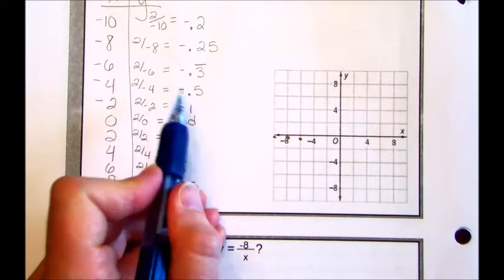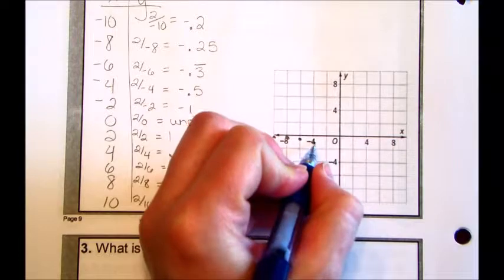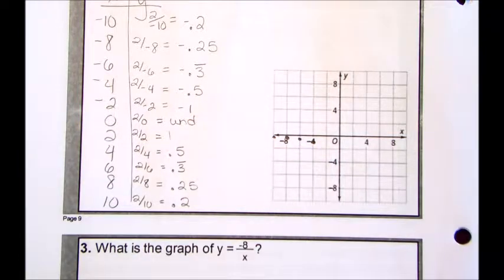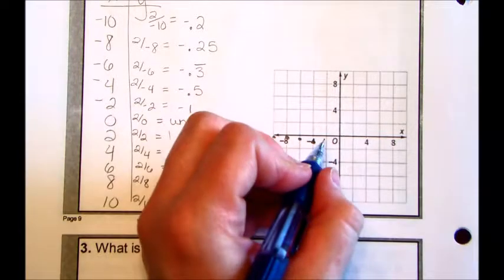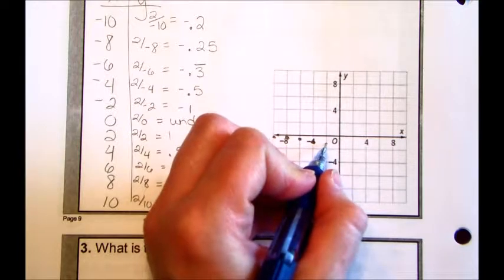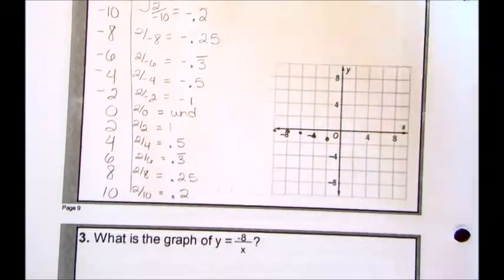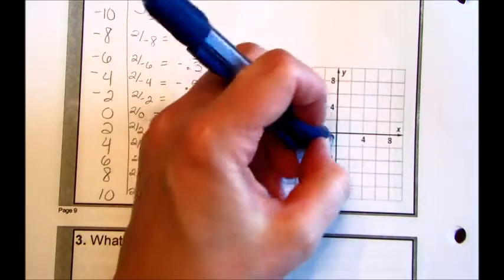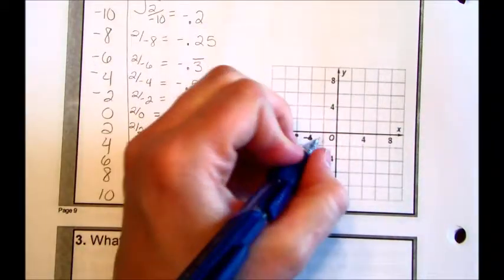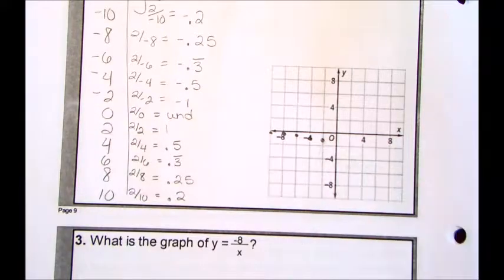Let's see, -4 and -0.5. That's easier to plot at least. -2 goes to -1. Okay, so what you need to be able to see is that this graph, and you know what we really probably should have done?